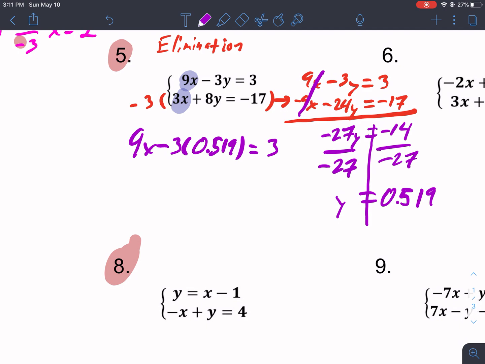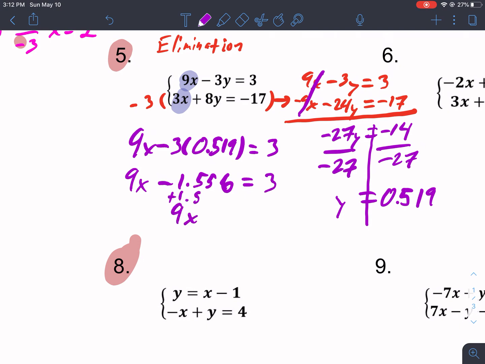So now when I do that, that's going to get me, so I'm going to type that in the calculator, times negative 3. That's going to get me 9x equals negative 1.556 equals, and then 3. And you're going to get 9x, right?